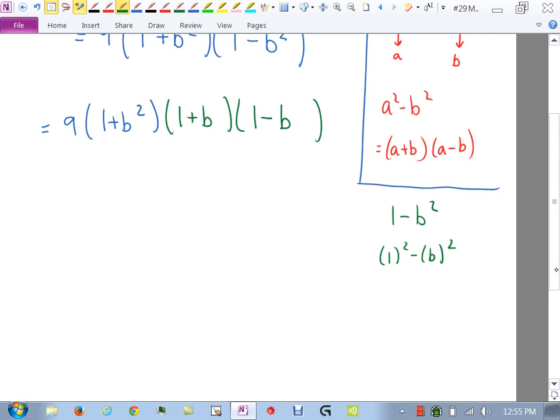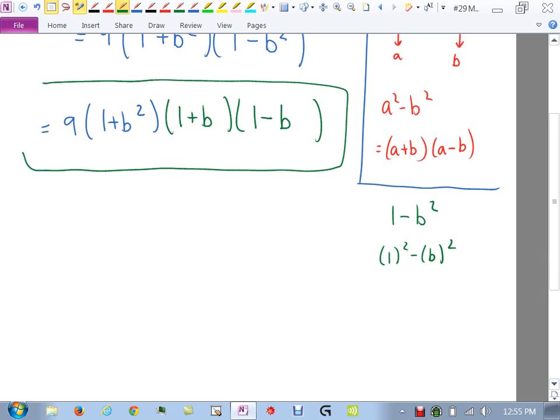Does everyone see how this is another difference of squares here? A is 1, B is b. So, if we're using the formula, just plug it in. And now these two terms are not difference of squares or sum of cubes or anything like that. So we are prime on all these, so we are completely factored. Box it up.